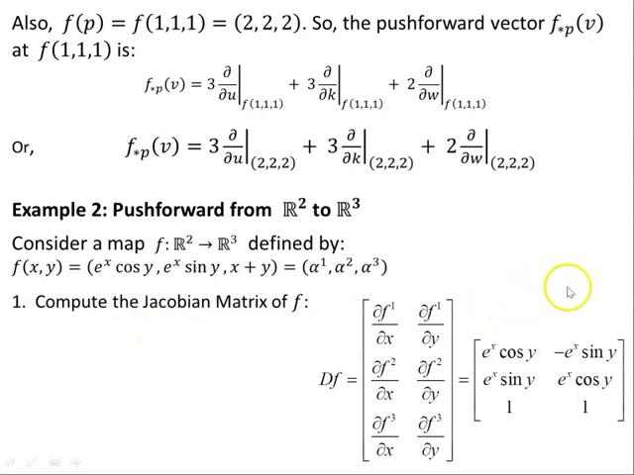All right, step 1, we compute the Jacobian of the map F. So our Jacobian now will be 3 by 2, okay? 3 rows, 2 columns.